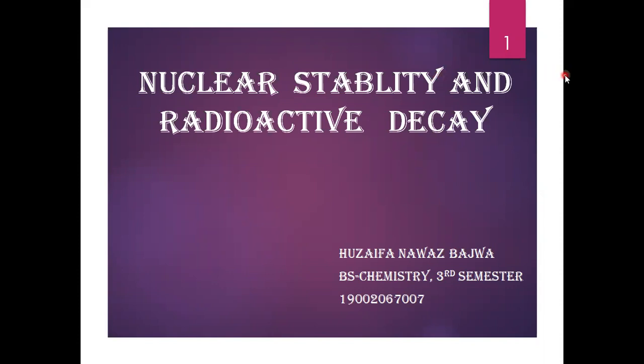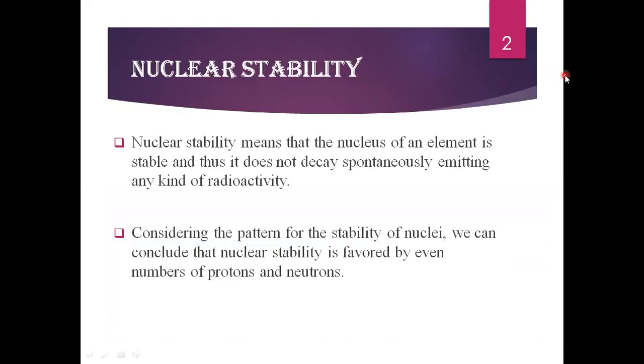Before starting my presentation, we should know one thing: the composition of the nucleus. A nucleus is composed of protons, neutrons, and hundreds of atomic particles like hadrons, muons, pions, leptons, etc. Nuclear stability means that the nucleus of an element is stable and thus does not decay spontaneously, emitting any kind of radioactivity.